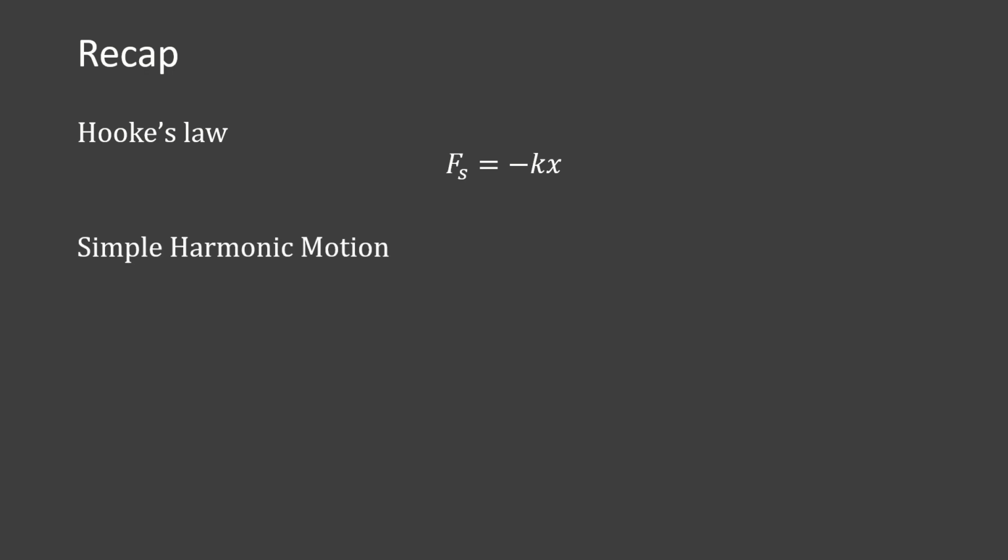For the recap, we have Hooke's law. It's a restorative force. Force of the spring is equal to negative kx, k being the spring constant and x being the displacement from equilibrium. Simple harmonic motion, based on Hooke's law: if the spring force is the only non-zero force present in the system, you have an expression for its acceleration being equal to negative k over m times x.